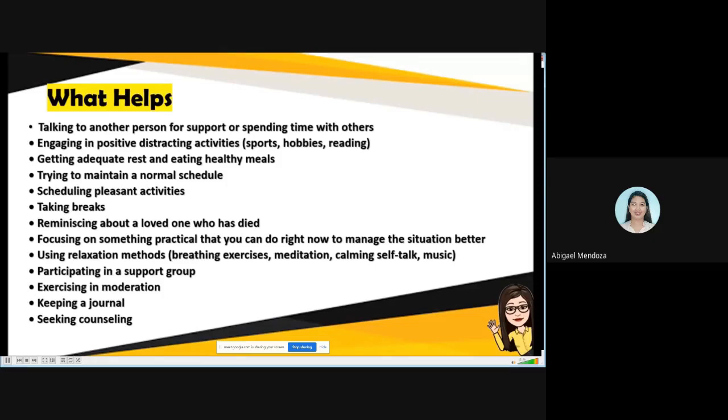Reminiscing about a loved one who has died. Focusing on something practical that you can do right now to manage the situation better. Using relaxation methods, breathing exercises, meditation, calming self-talk, and music. Participating in a support group, exercising in moderation, keeping a journal, seeking counseling.